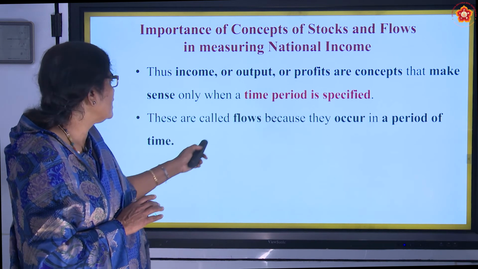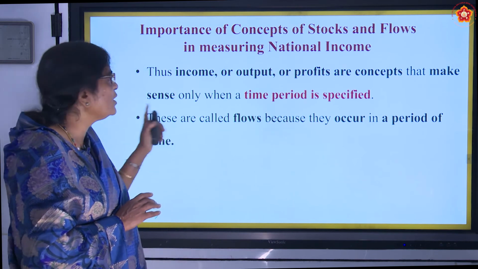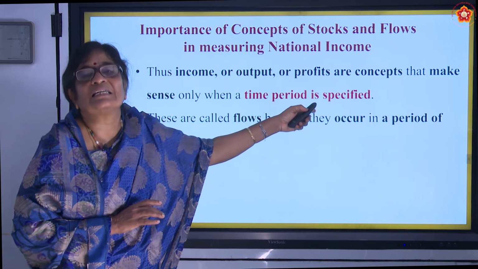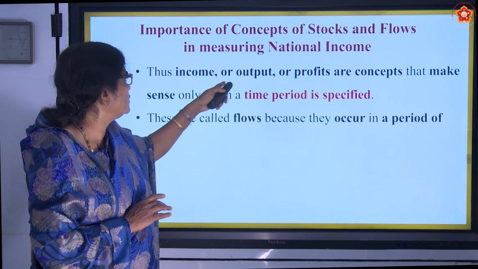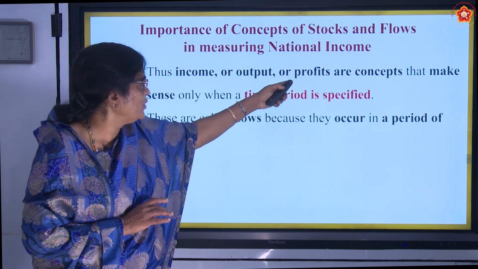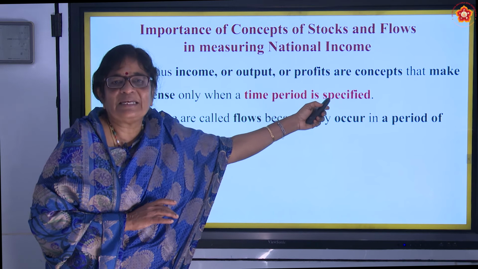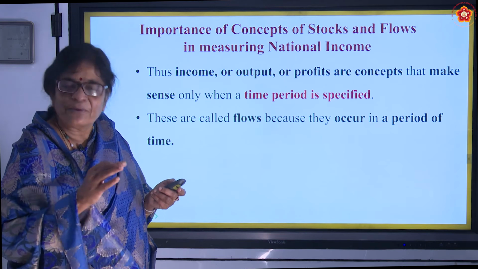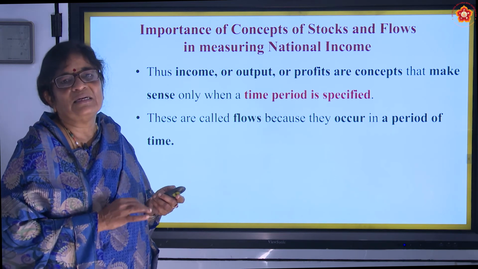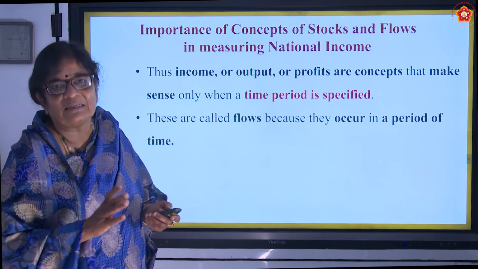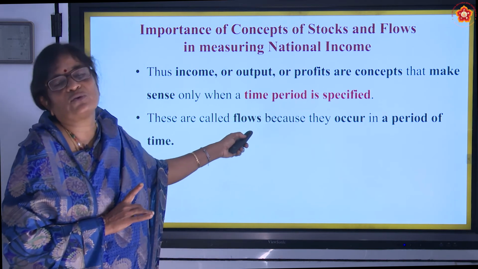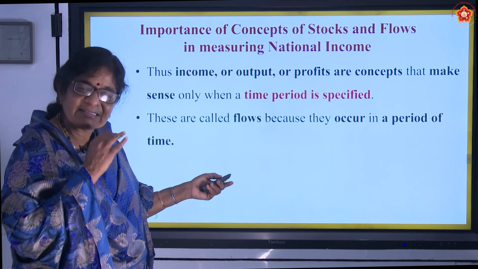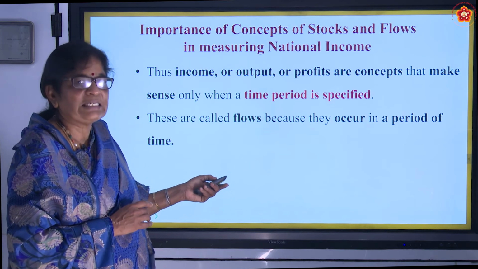And therefore, these are called flows, because they occur in a period. Output produced per year is a flow because it's specified by a year. Therefore, variables, whether income, output or profit, which are accompanied by a time period are called flows. Output earned for the year, profit earned for the year, income earned for the year or month, being time specific, are flows. Understand why the flow concept is important: because it is associated with time. It gives an exact, sensible meaning to the calculation of national income.